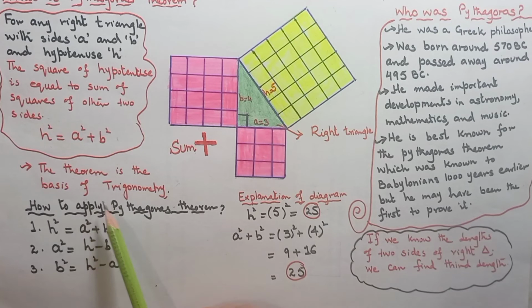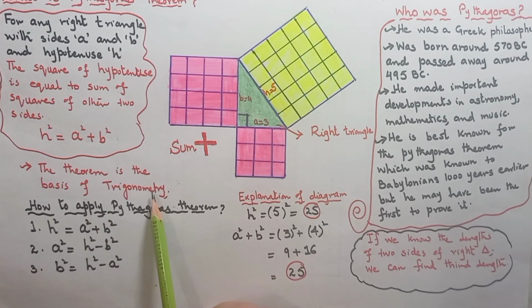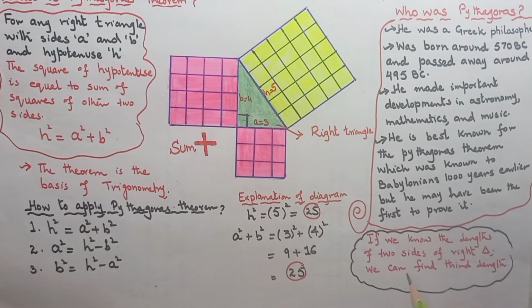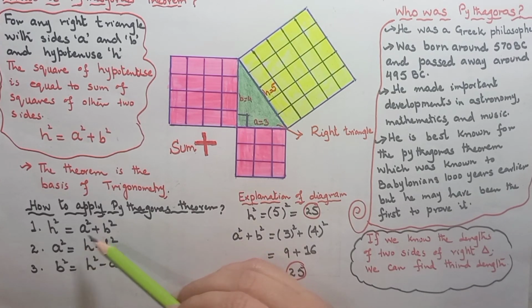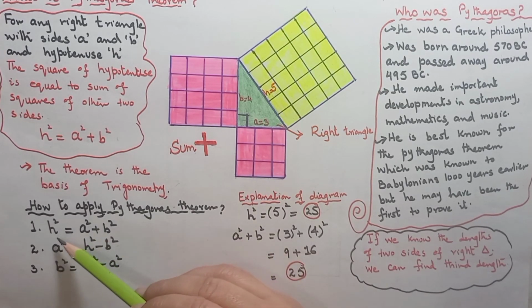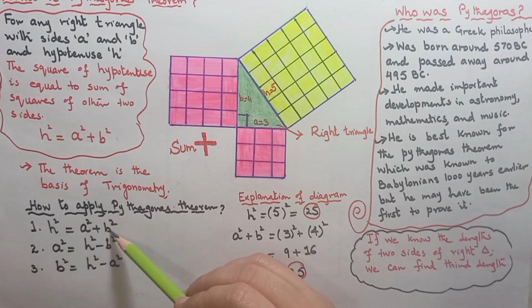The theorem provides the basis for trigonometry. Now the question comes: how do we apply the Pythagoras theorem? It can be applied on any right triangle when we know the lengths of two sides of the triangle, and we can find the third side. If we are given the base and height of the triangle and we need to find the hypotenuse, then hypotenuse square equals a square plus b square.